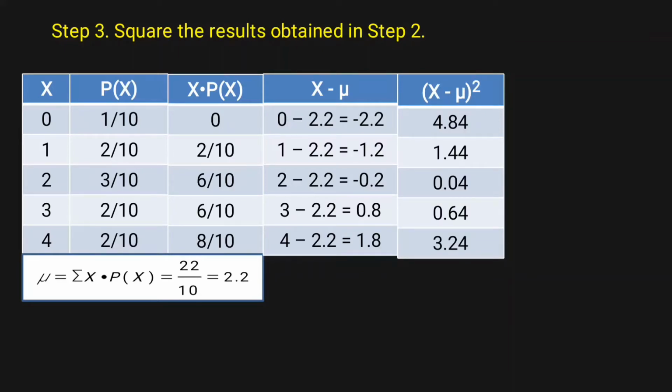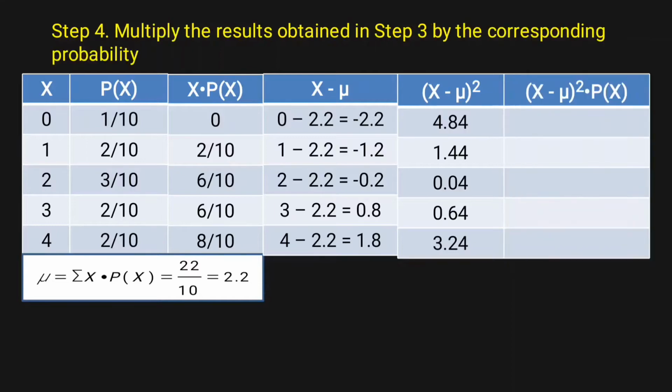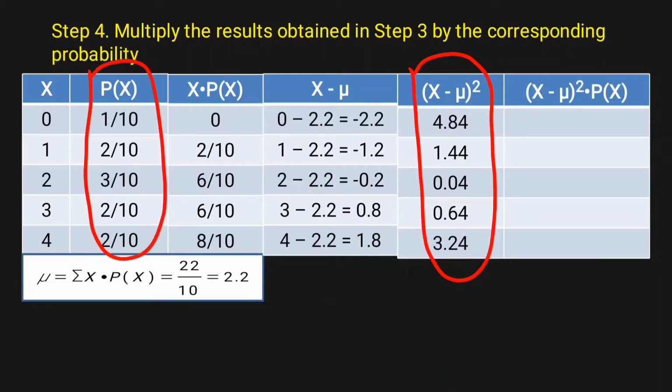And step number 4, multiply the results obtained in step 3 by the corresponding probability. So, ibig sabihin, itong column na ito, i-multiply lang natin sa p of x. Okay?